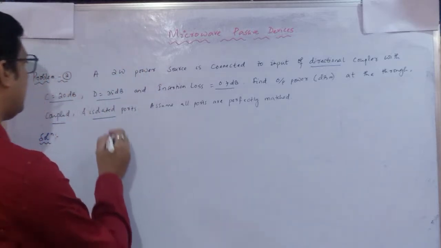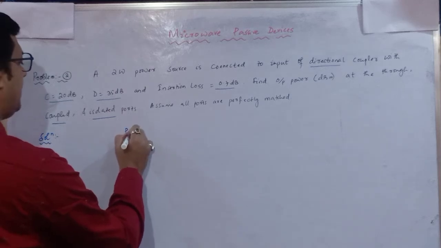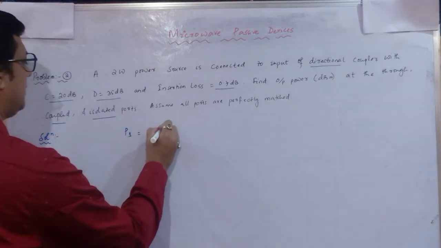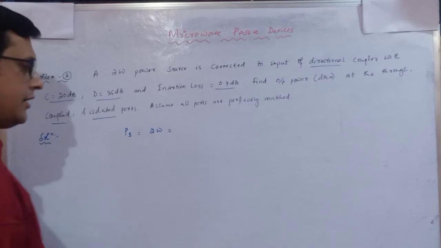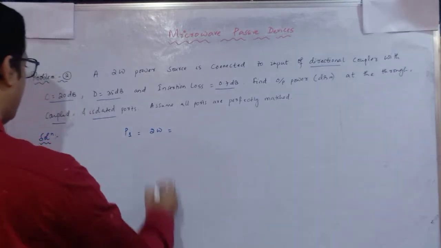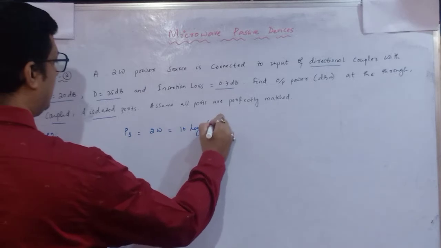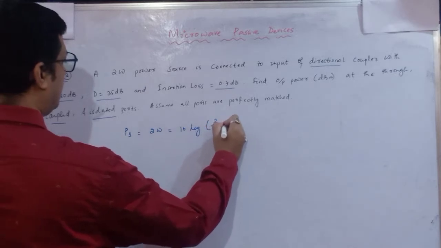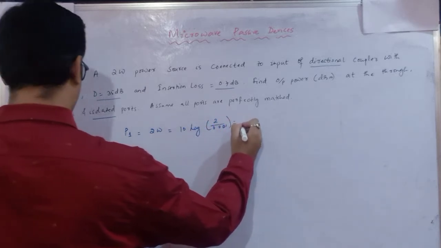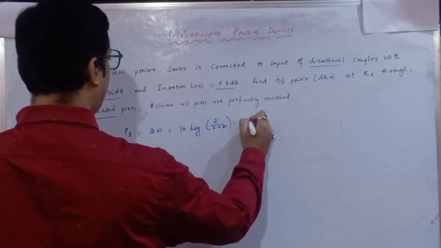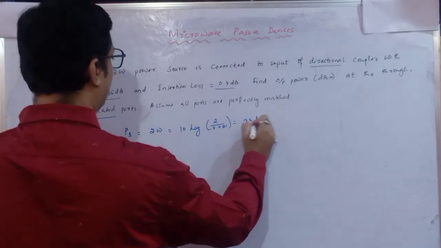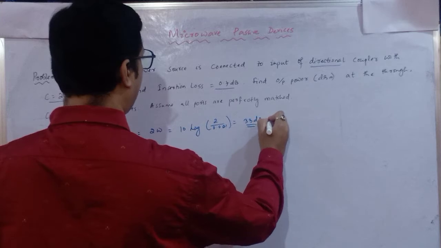We have to calculate the individual power available at those particular ports. As given, the power available at port 1 is 2 watt. You need to convert it into dB. So what you will do is 10 log of 2 divided by 0.001, and you will get around 33 dBm.